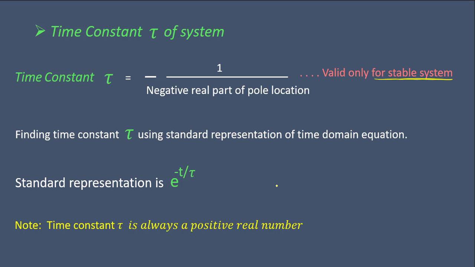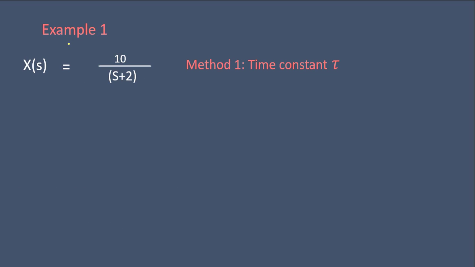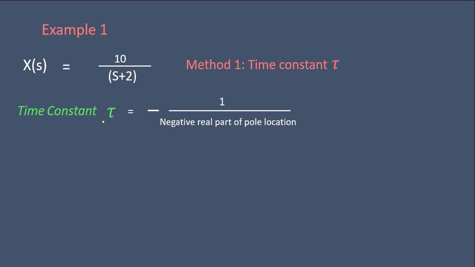Now since we have understood these two methods, let us solve some examples so that it will be clear how to find the time constant tau. In the first example, I have a transfer function X of s which is given by 10 upon s plus 2. First, we will find it by method 1 using the time constant tau formula. The formula is minus 1 upon negative real part of pole location. Here the minus sign is important and here the negative real part of the pole is important.